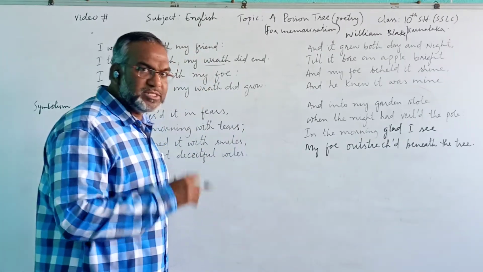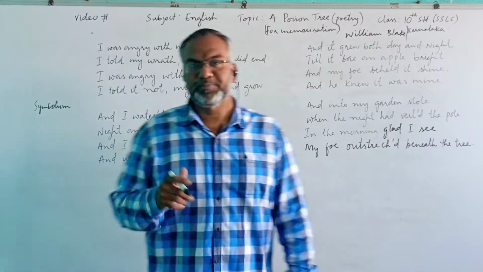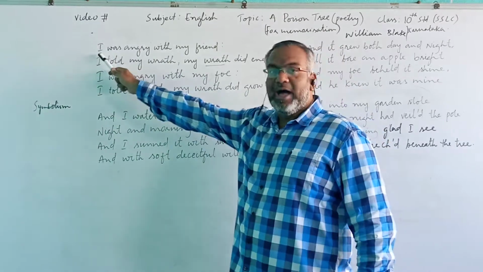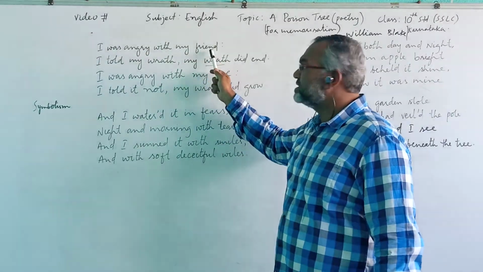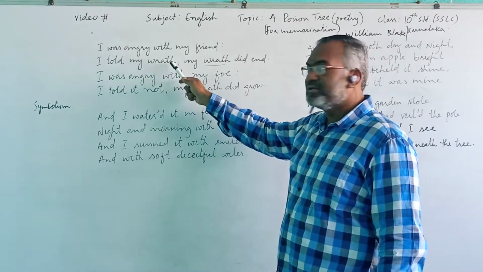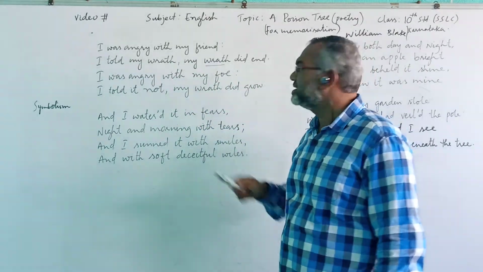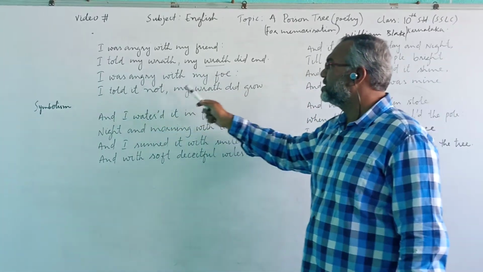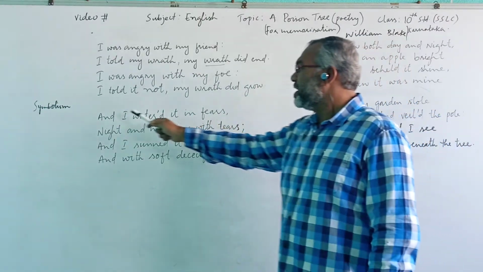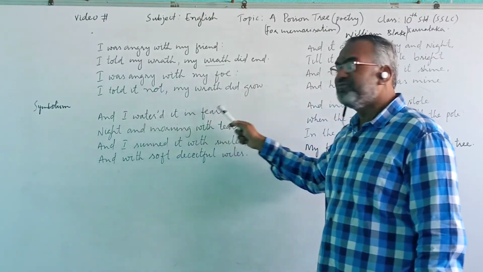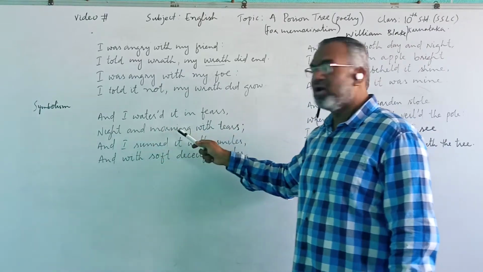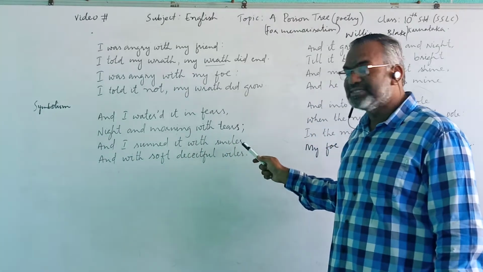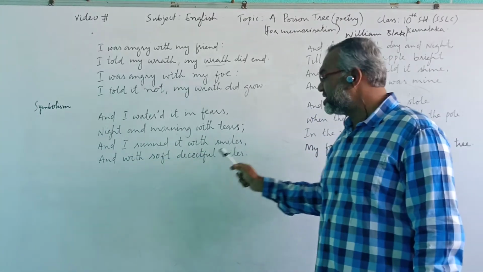Let me read the poem first. I want to read it once for you. The poem is like this. I was angry with my friend. I told my wrath, my wrath did end. I was angry with my foe. I told it not, my wrath did grow. And I watered it in fears, night and morning with tears, and I sunned it with smiles and with soft deceitful wiles.